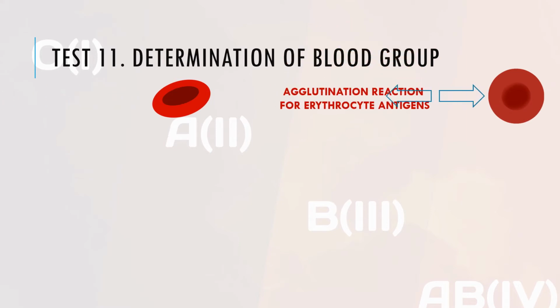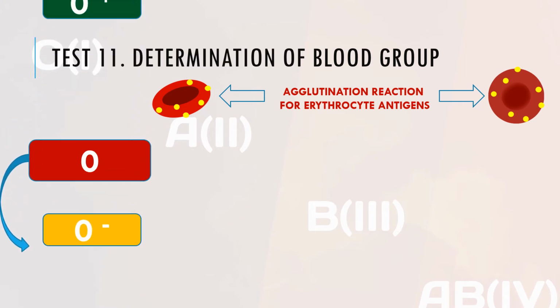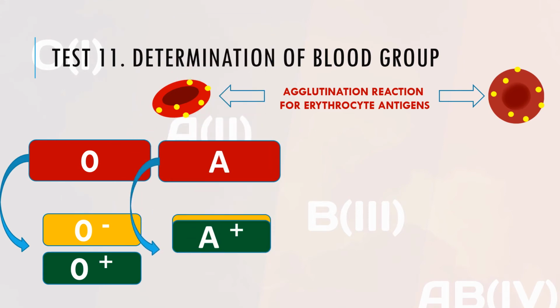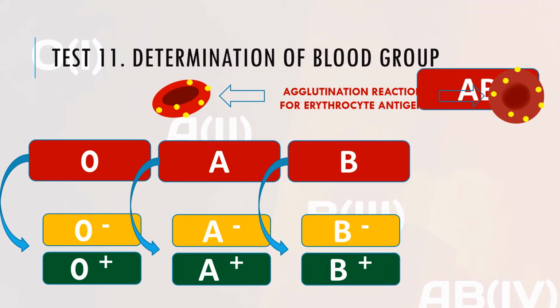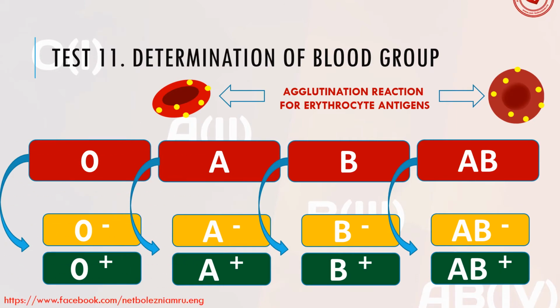Test 11. Determination of a blood group. In order to determine the patient's blood group, various test sera are added to the blood sample. Depending on whether or not the red blood cells contain antigens that interact with antibodies from the sera, an agglutination reaction occurs. By the same principle, the Rh factor of blood is established. Knowing the patient's blood group can help in critical situations, for example, during blood transfusion to ensure compatibility.